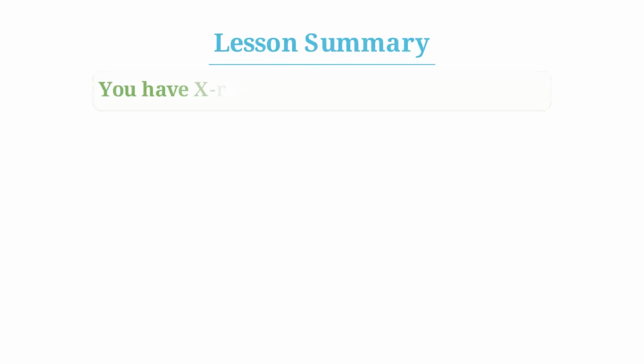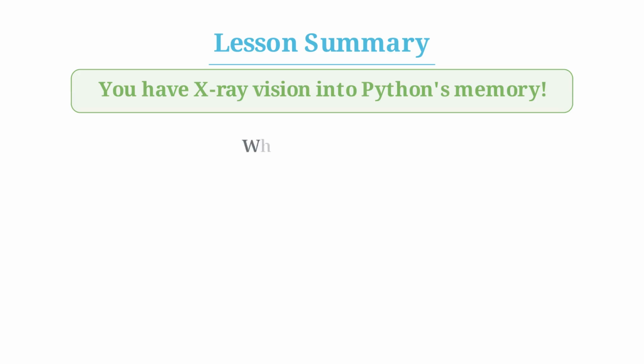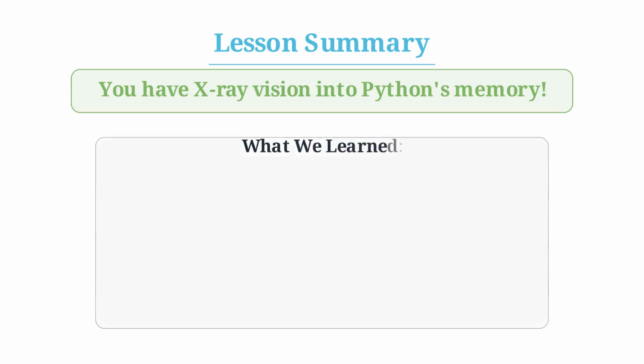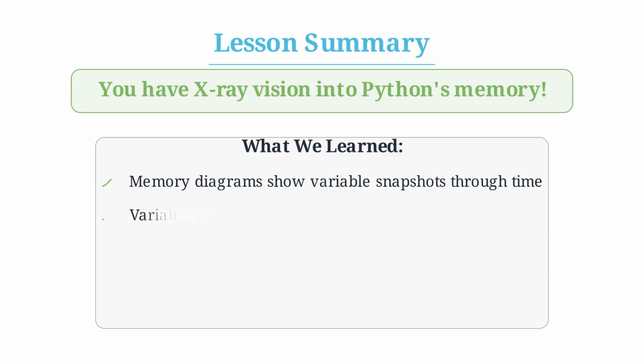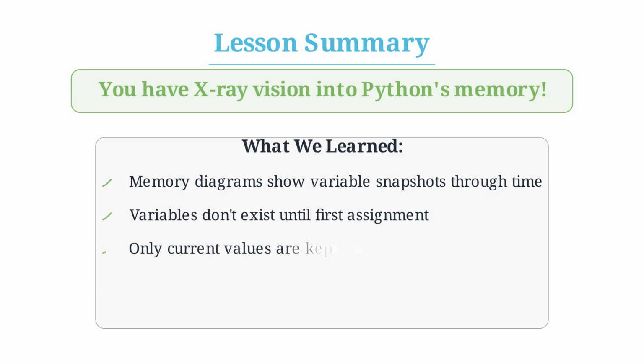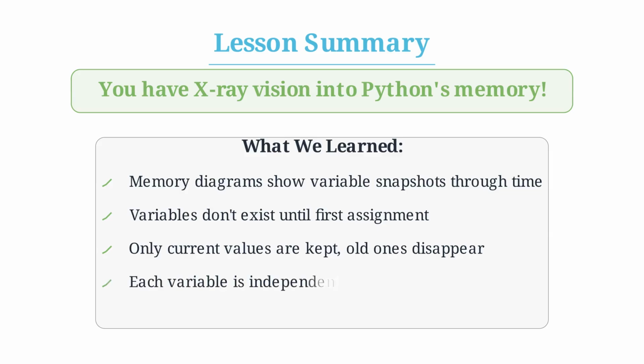Incredible! You now have X-ray vision into Python's memory. You understand that memory diagrams show snapshots through time. Variables don't exist until first assignment. Only current values are kept, and each variable is completely independent. You can now see what Python is thinking.